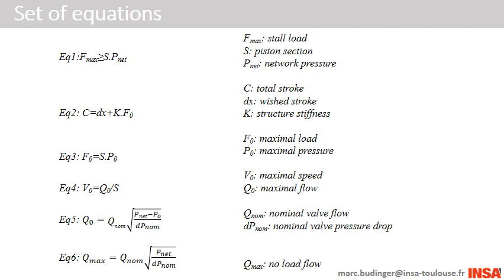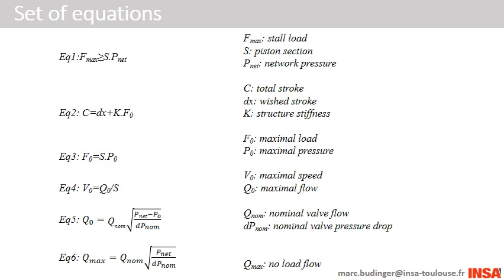Here are all the equations related to the quantities previously stated, and that link them to the component's characteristics. Equation 1. The maximum effort on the jack is obtained at null speed. Equation 2. The jack's stroke must take into account both the required stroke and the structure's deformation under a certain load. Equation 3 and 4.